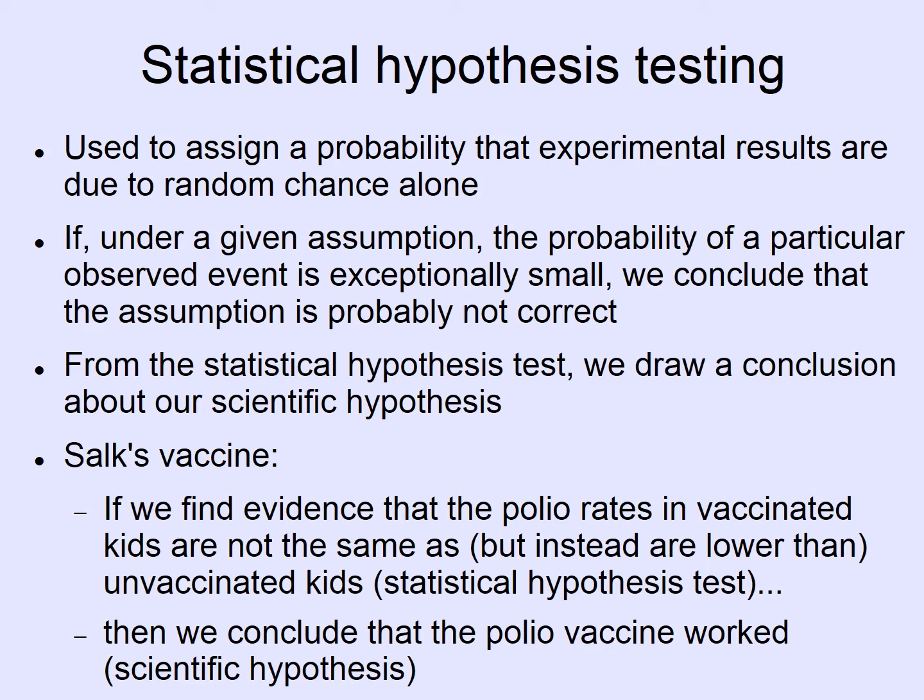So from the statistical hypothesis test, we get to draw a conclusion. We can compare means all day and say this one's bigger than the other one, which is important. But we want to have some evidence to say, hey, I really feel like maybe something's really happening, or not. So in the Salk vaccine, if we find evidence that the polio rates in vaccinated kids are not the same, but instead lower, then we'll conclude that we have data that supports the idea that the polio vaccine worked. And that's eventually what we want to get to. Or not support it, because if it doesn't support it, that's still a result.